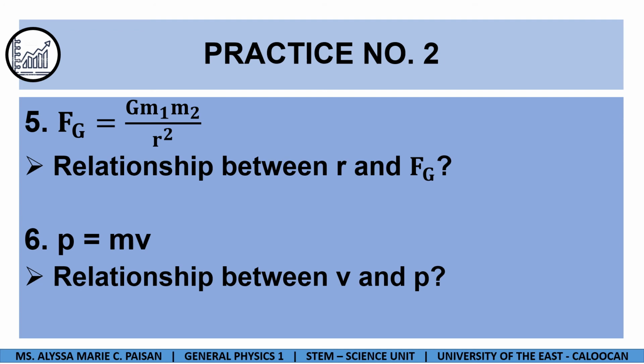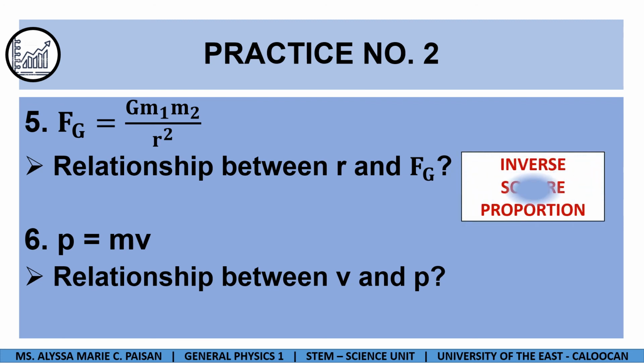For number 5, we have f sub g is equal to g m sub 1 times m sub 2 all over r squared. And your task is to know the relationship between r and fg. The relationship between r and fg is inverse square proportion. Why? Let's look at the two variables we are trying to know the relationship of. Fg, again, is in the numerator, and r is in the denominator of the other part or the other half of the equation.